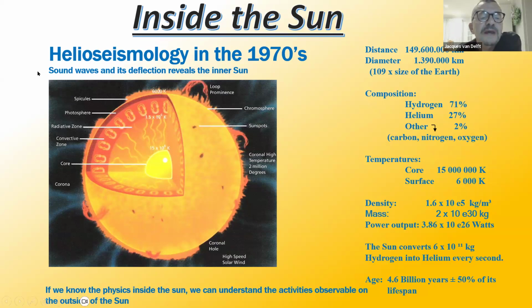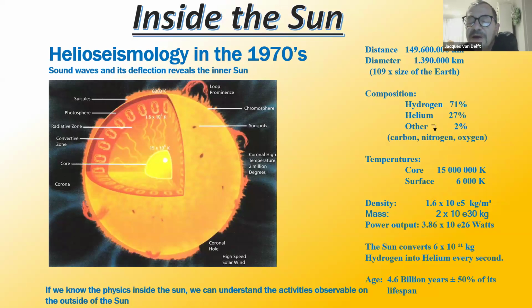In the core, you've got huge explosions, a nuclear process which converts hydrogen into helium. And it's a huge amount every second. It's 6 × 10¹¹ kilograms per second. And this nuclear reaction is actually giving us the light and the heat that we experience here on Earth.